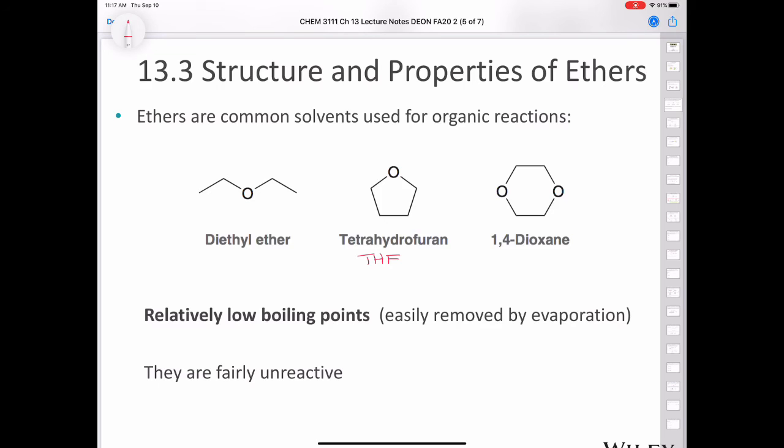Dioxane is also sometimes used, and you can see that it has two ethers in it. Sometimes dioxane can be used for what's called lyophilization, which is basically freeze drying an organic molecule to convert it from a crystalline solid into an amorphous solid. Anyhow, again, ethers have relatively low boiling points, and that's because they only have dipole forces and London forces, no hydrogen bonding, and they're also fairly unreactive. That's to the advantage of an organic chemist when she or he is trying a reaction with strongly acidic or basic conditions.